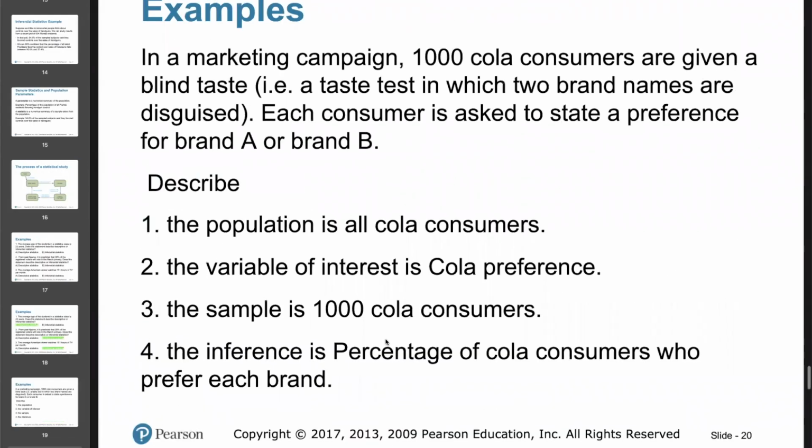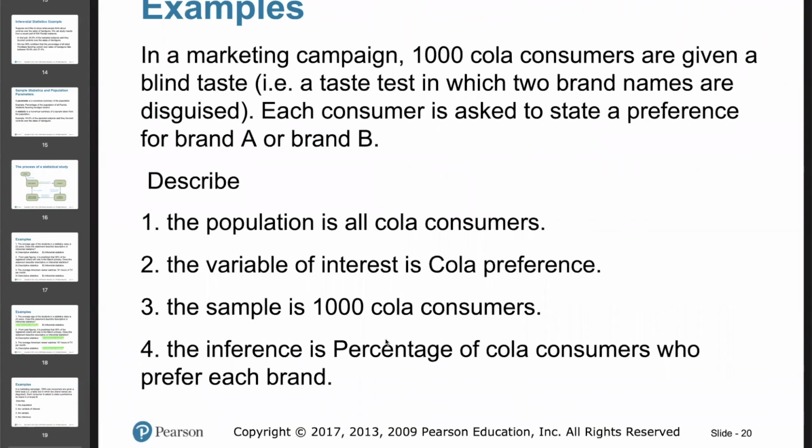The population is all cola consumers. The variable of interest is cola preference. The sample is 1,000 cola consumers, and the inference is the percentage of cola consumers who preferred each brand.